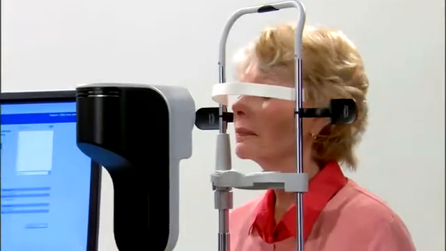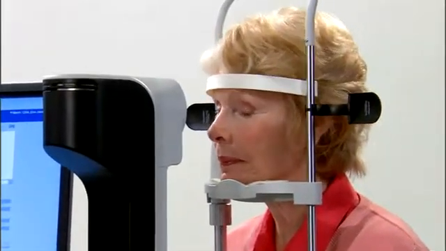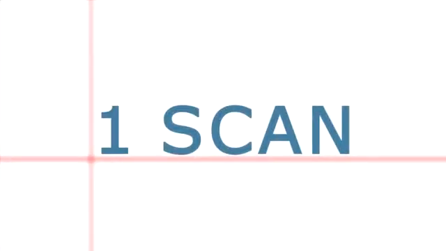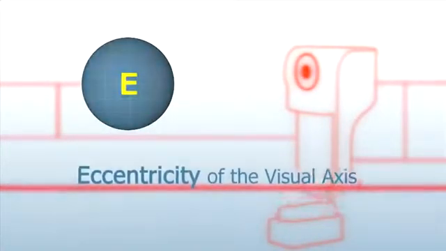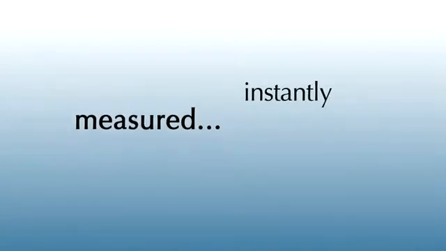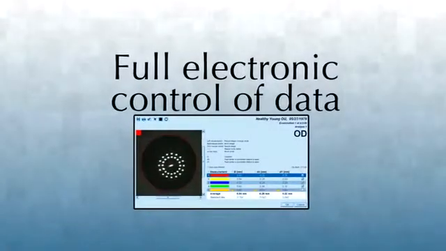Eccentricity of the visual axis, angle kappa, is instantly measured with 8 other LENSTAR measurements. The intelligence of the software allows you to have absolute confidence in your results, all while improving patient flow. It's measured instantly, painlessly, and accurately, giving you full control of the data electronically.